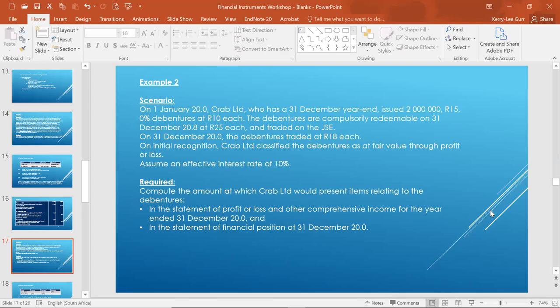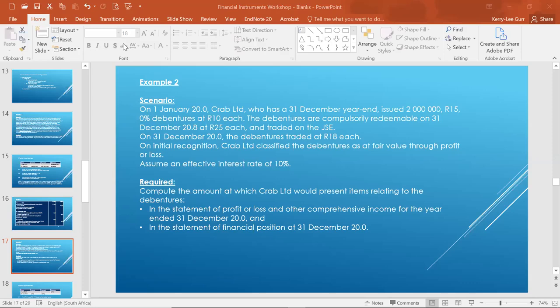You're required to compute the amount at which Crab Limited would present items relating to the debentures in the statement of profit or loss and other comprehensive income for the year ended 31st December 20.0 and in the statement of financial position at 31st December 20.0. So this is quite nice because we're not focusing on journal entries here. We're actually looking rather at the disclosure and presentation side of things. So I'm going to give you a few minutes to work through our steps and answer on our poll. And that will just help to see that we are on the same page.